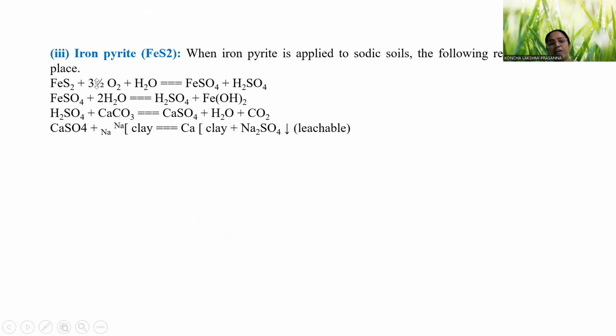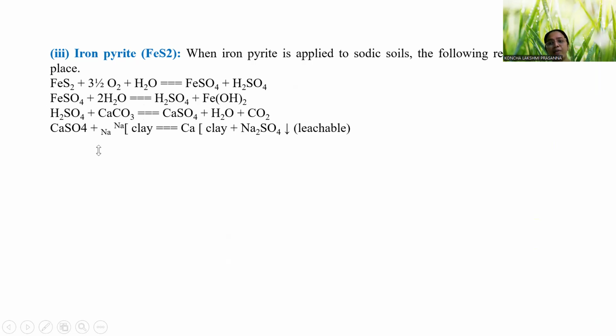First, the sulfide undergoes the oxidation in the presence of sulfur oxidizing bacteria, that is the Thiobacillus ferrooxidans, and forms the ferrous sulfate. This ferrous sulfate, again, reacts with the water and forms the sulfuric acid. This sulfuric acid reacts with the calcium carbonate and forms the calcium sulfate.